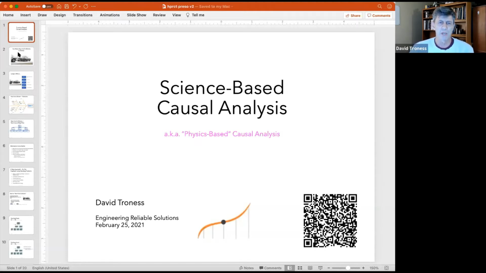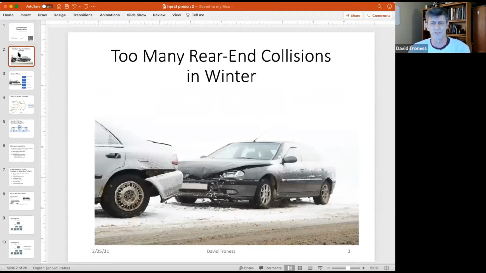As a way to kind of structure going through this, I thought I'd just pick a simple idea. I'm down in Phoenix, Arizona, so I don't deal with this kind of thing too much. Some of you are probably from the north, and this is all too familiar. So let's say the problem is, and we work for an insurance company or State Department of Transportation, whatever. Let's say the problem is there are too many rear end collisions in the winter. How are we going to attack that?